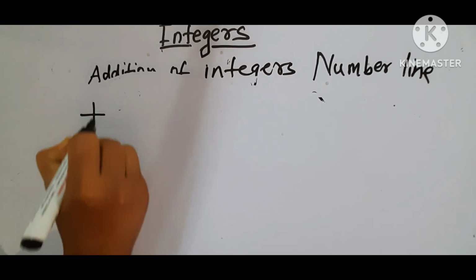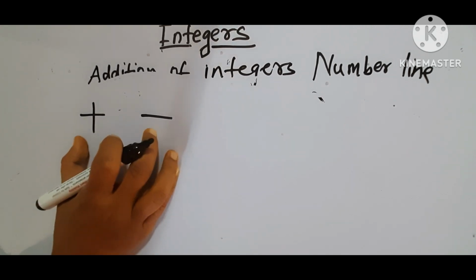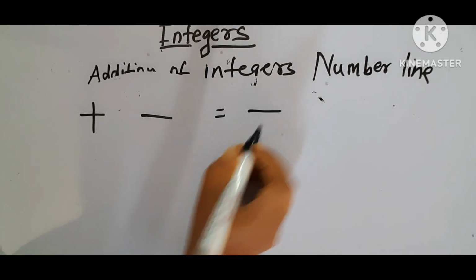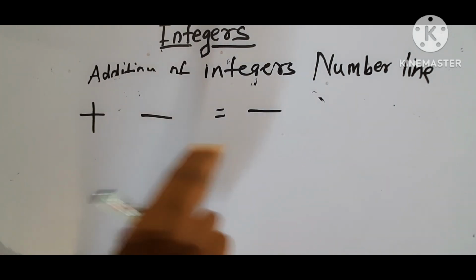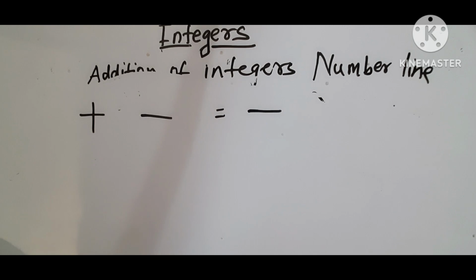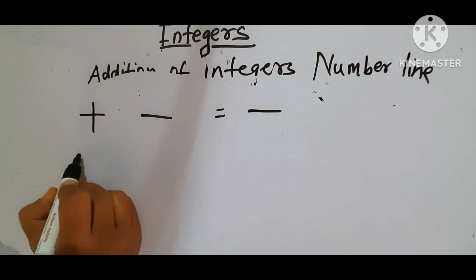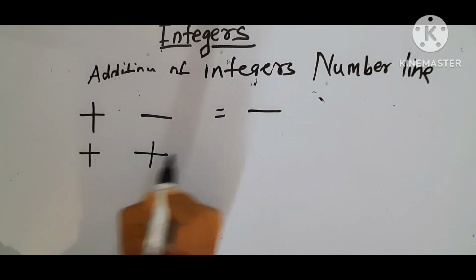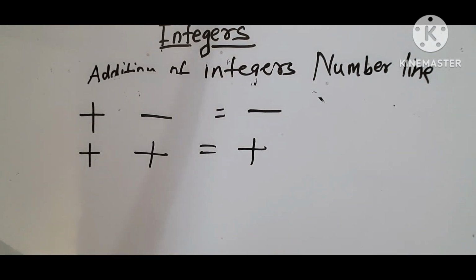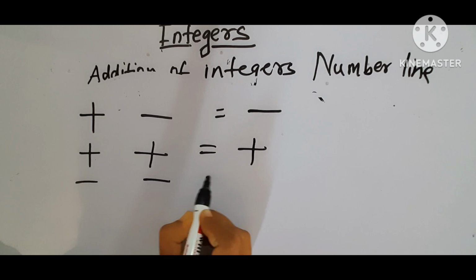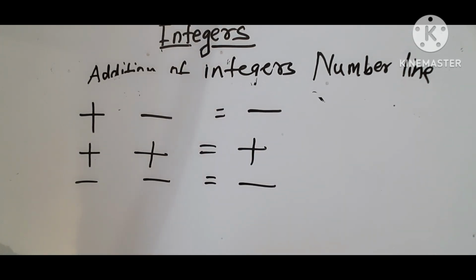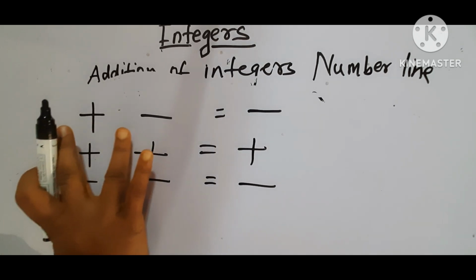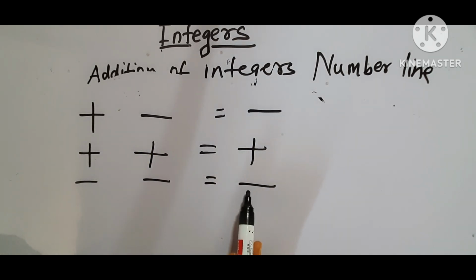Whenever there is a plus minus sign, plus minus is always equal to minus. Keep these points in mind which I am showing right now. We'll solve the problems, and if you have an understanding of these points, then it will be very easy for you to solve your problems. So plus minus is always equal to minus. Then plus plus is always addition, that is plus, and minus minus is always plus.